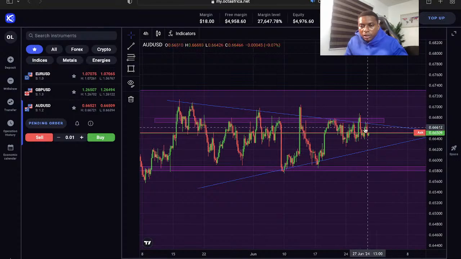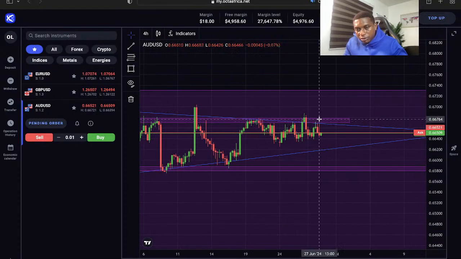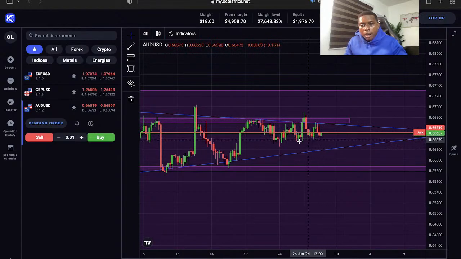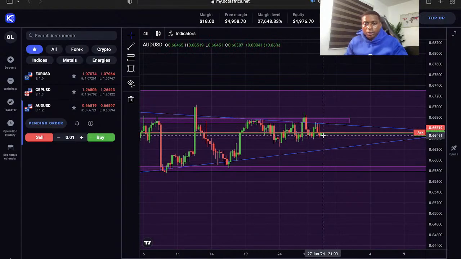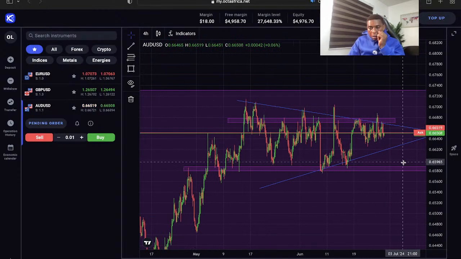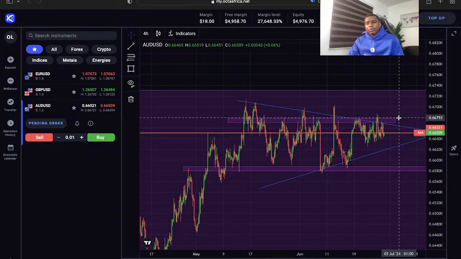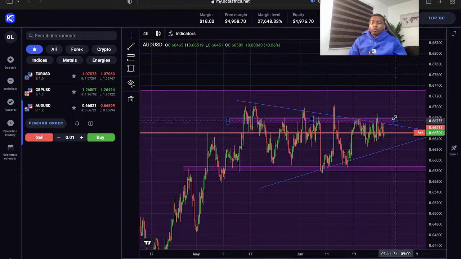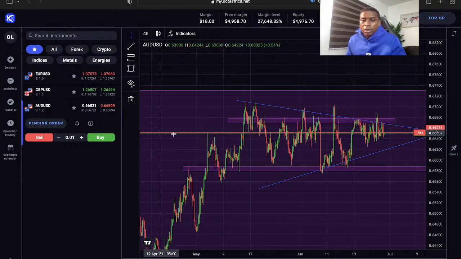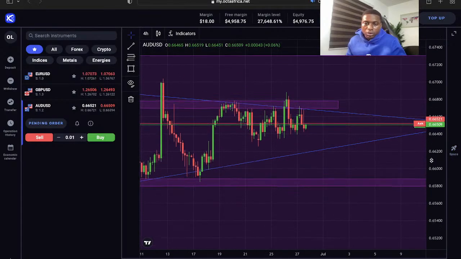So here we can see each of the last three candles already giving the bearish momentum, and at this level here we are looking to short Australian USD. 0.658 would be our take profit level, and 0.667 would be our stop loss. I'm looking to take short term opportunities, not long term for now.